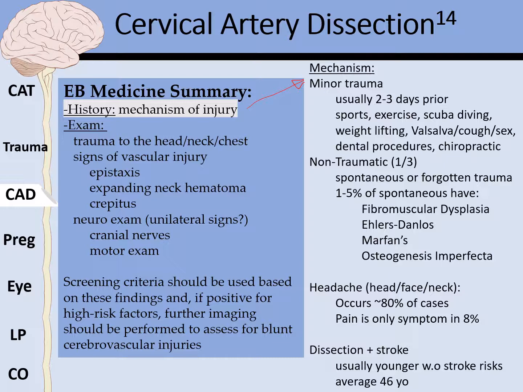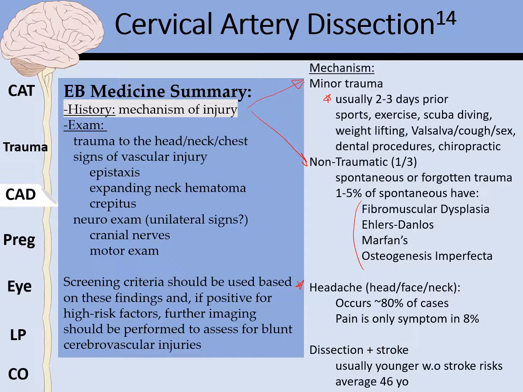Furthermore, the injury typically occurs 2 to 3 days prior to the onset of symptoms. Therefore, 1/3 of the time they occur spontaneously or from forgotten trauma. This is why you should ask about history of connective tissue disorder. Classically, they have pain to the head, face, or neck, but this only occurs 80% of the time, and 8% of the time, pain is the only symptom.